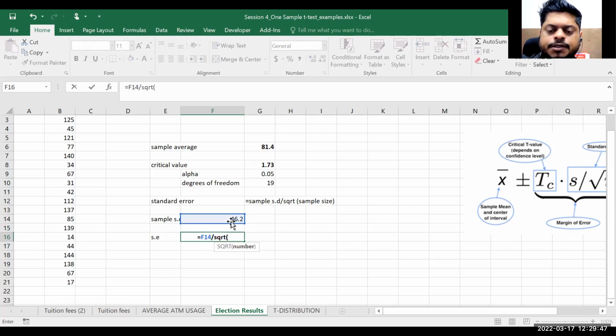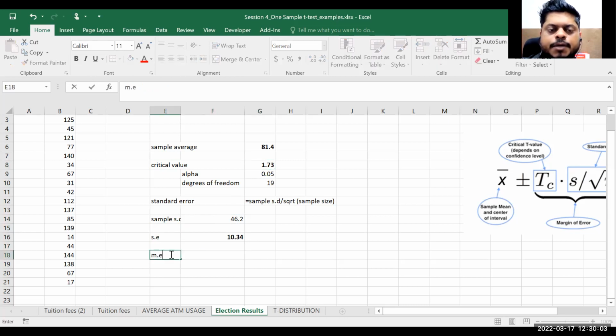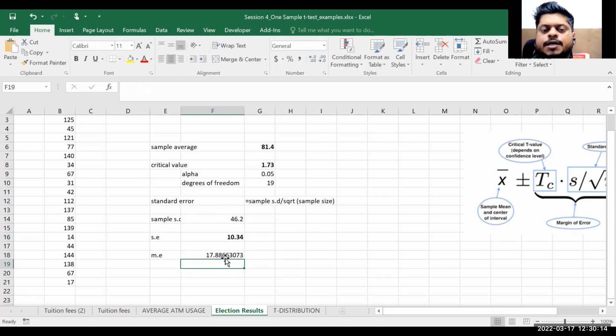I have 20 data points, 10.33, 10.34. Okay, so standard error is 10.34. My critical value is 1.73. So if I multiply standard error with my critical value, that gives the margin of error. So what does this margin of error mean? This gives a plus minus range to your sample data, right? So that came as 17.89.